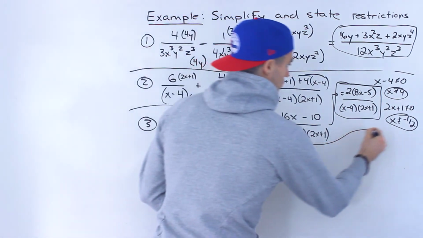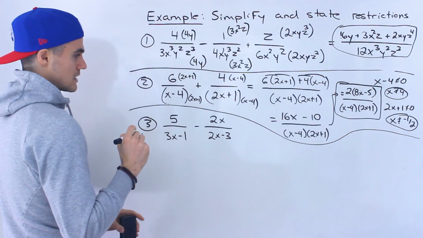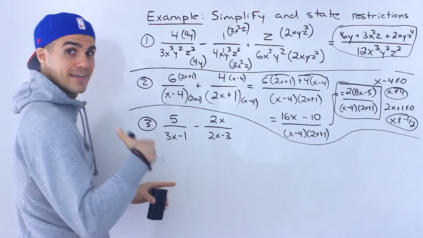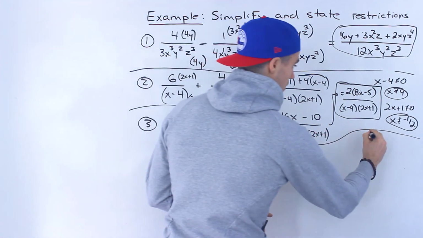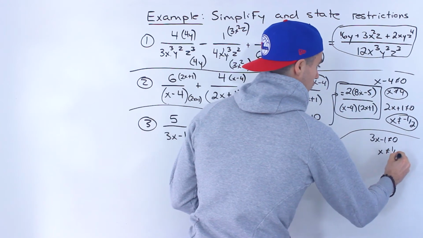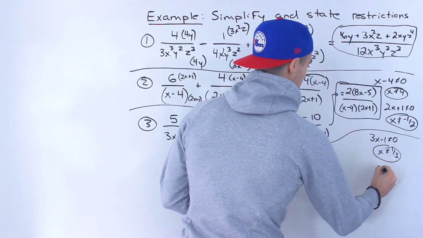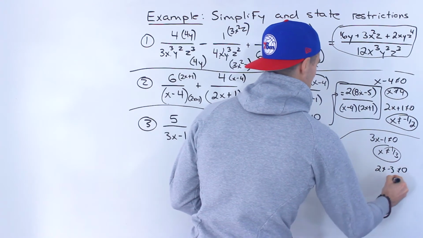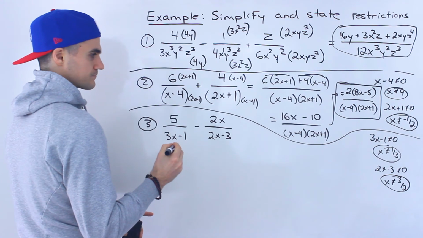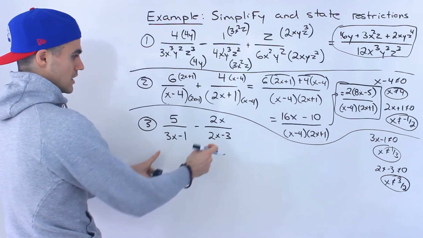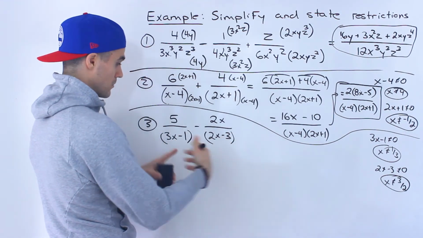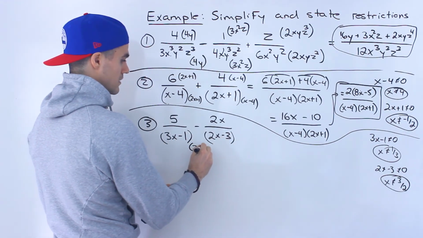And then finally, number 3, exact same steps. You want to see, is everything factored? Yes, it's factored. Then get the restrictions. So basically 3x minus 1 cannot equal 0, which means x cannot equal 1 over 3. And then 2x minus 3 cannot equal 0, which means x cannot equal 3 over 2. Those are the 2 restrictions. These are totally different expressions.